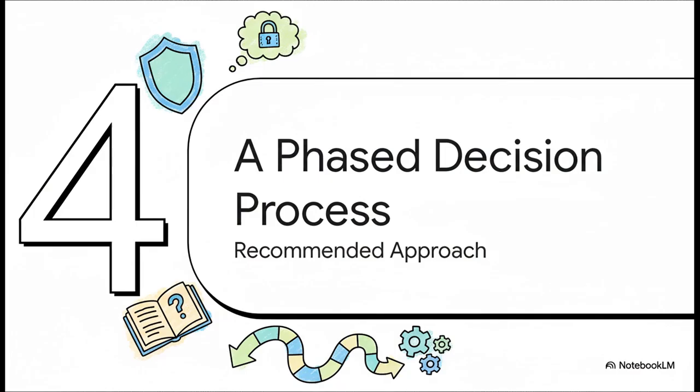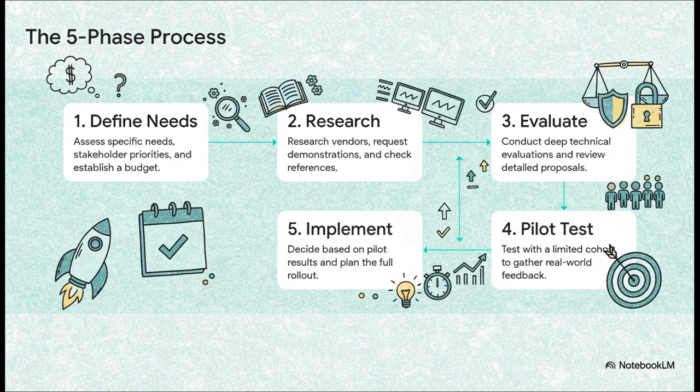Okay, so how do you actually do all this without getting totally overwhelmed? Well, let's walk through a recommended approach that turns this super complex evaluation into a manageable step-by-step process. The best way to do this is with a structured 5-phase process. You start by defining your requirements with everyone involved. Then you research your vendors. That leads to a deep evaluation of your top choices, followed by, and this is critical, a pilot test with real students. And only then, with all that data, do you move to a full implementation. It ensures your decision is driven by real evidence, not just a slick sales pitch.